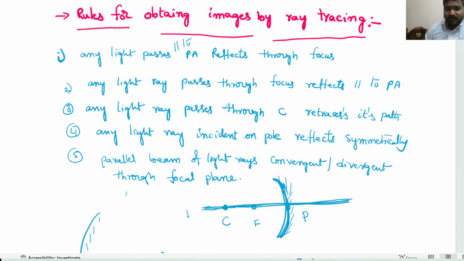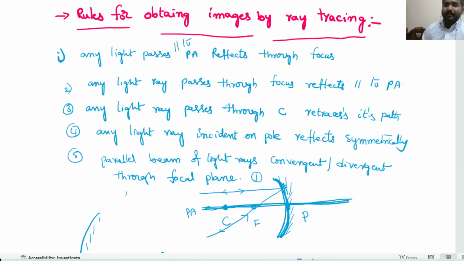Let us take it as your principal axis, and any light ray passes parallel to the principal axis like this. It will be incident, and it reflects through the focus. That is the first rule. Second one: any light ray that passes through the focus reflects parallel to the principal axis. It is the reverse for this configuration, so the same light ray you can take in the opposite direction.